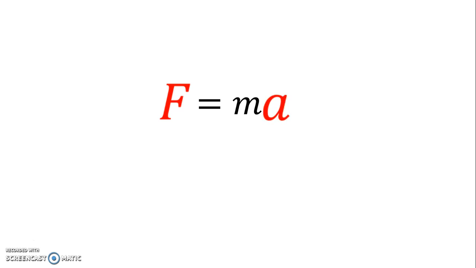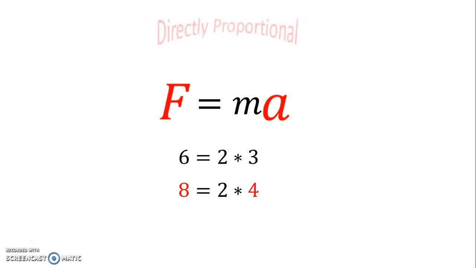Now I can show this by inserting some values in place of each variable. So the force is 6, the mass is 2, and the acceleration is 3. Now if I increase the force, then in order for this equation to stay equal, the acceleration also has to change in order to keep the equation balanced. Such a relationship is said to be directly proportional. That is, as one variable increases, the other also increases.